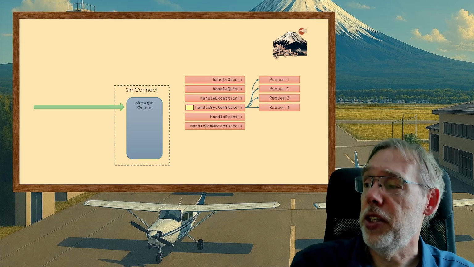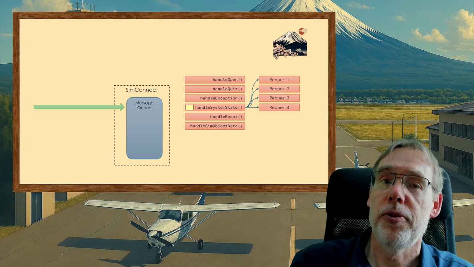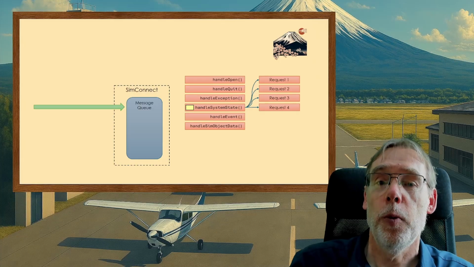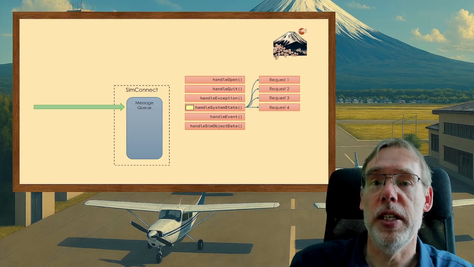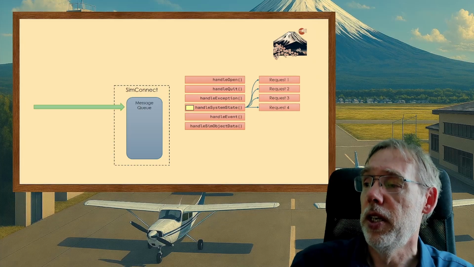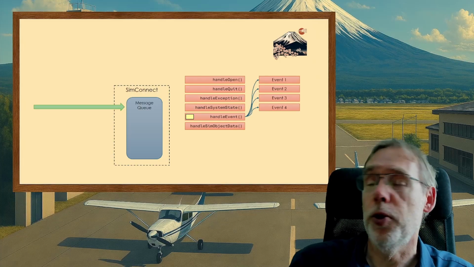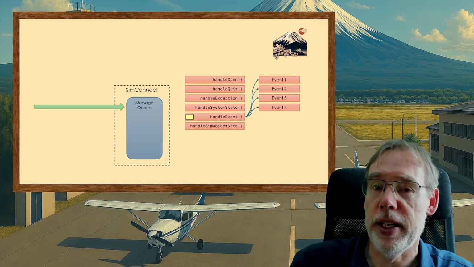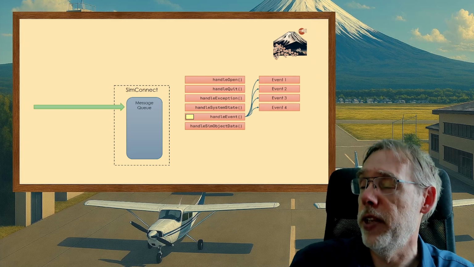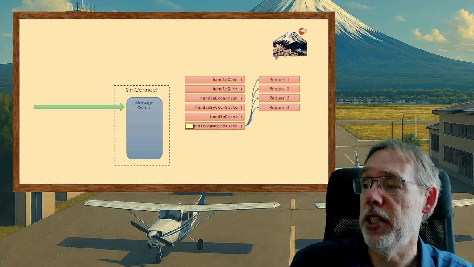For example, with system state, we might have multiple requests for that, and we need to decide which part of our application needs to get the contents of this message. The same, of course, is for handle event. That also might have different parts of the application that need to know that the event came in. And the same, of course, for our sim object data.